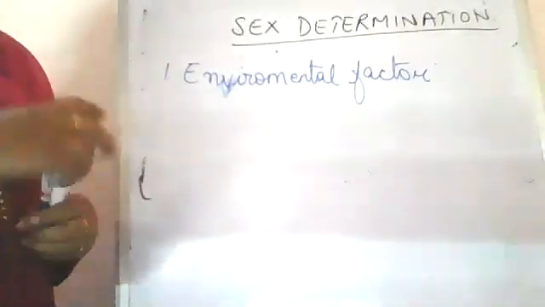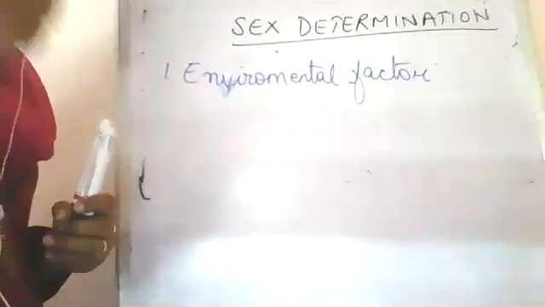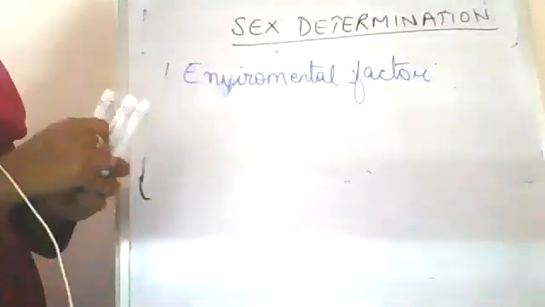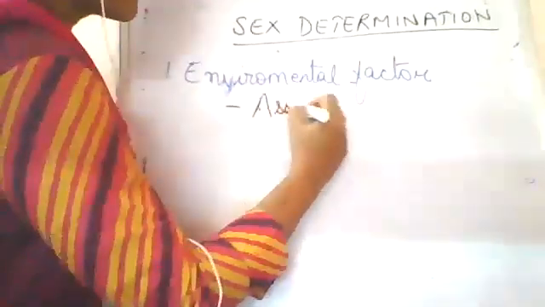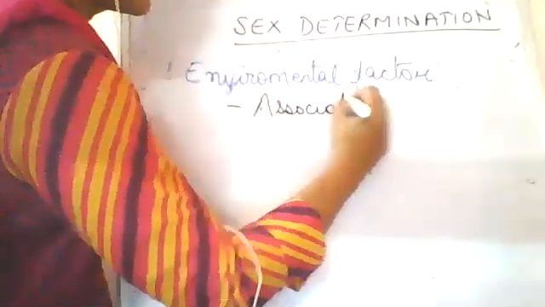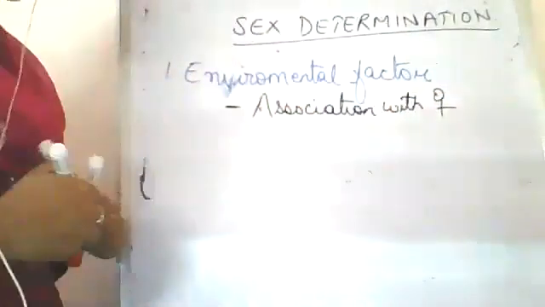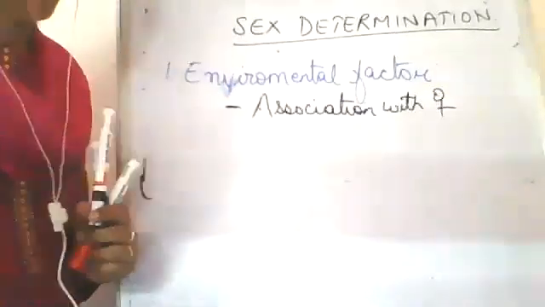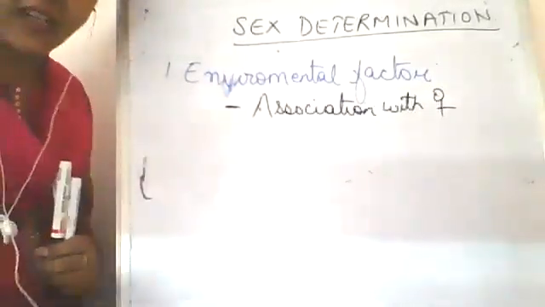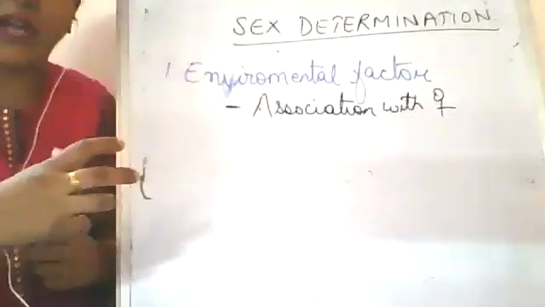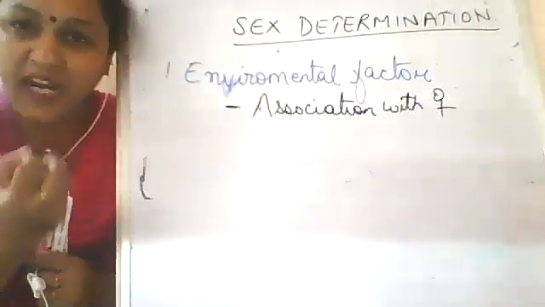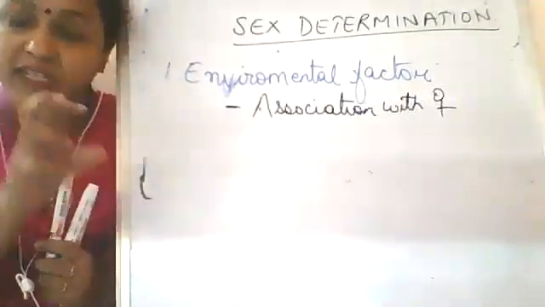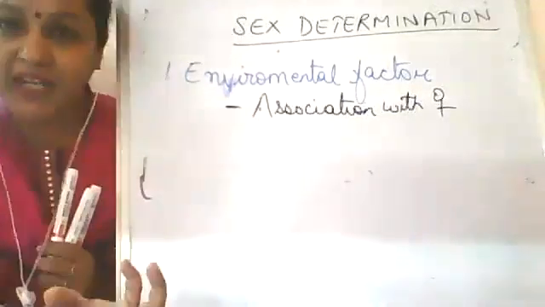The first factor, although this is not there in your NCERT, is association with female. What do you mean by association with female? For example, there are some species like annelids. This occurs in case of annelids. The egg which comes in contact with the female, with the mother, enters inside the mother's body and starts developing inside the uterus.